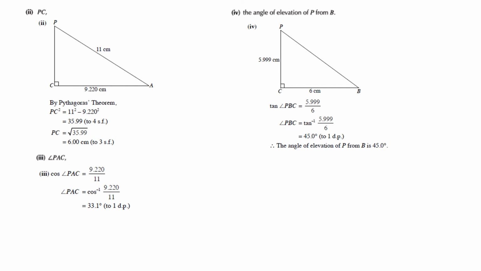And finally, you need to find the angle of elevation of P from B. For that purpose, consider the triangle PCB. Now tangent PBC is the ratio of perpendicular over base, that is 5.99 over 6. The angle PBC will be tangent inverse 5.99 over 6, that is equal to 45 degrees. Hence the angle of elevation of P from B is 45 degrees.